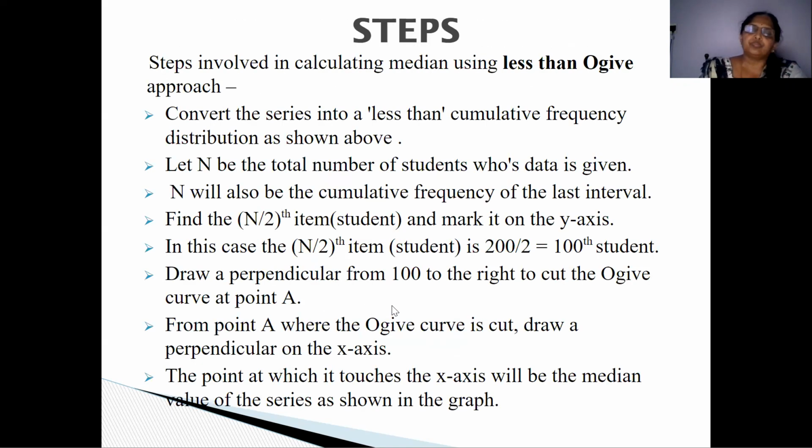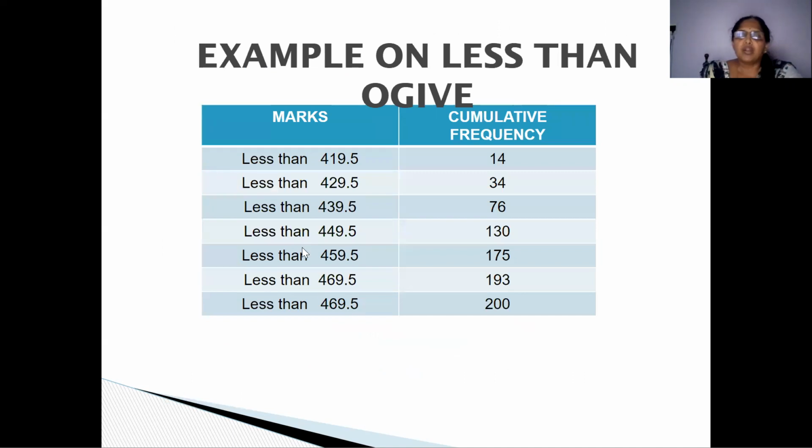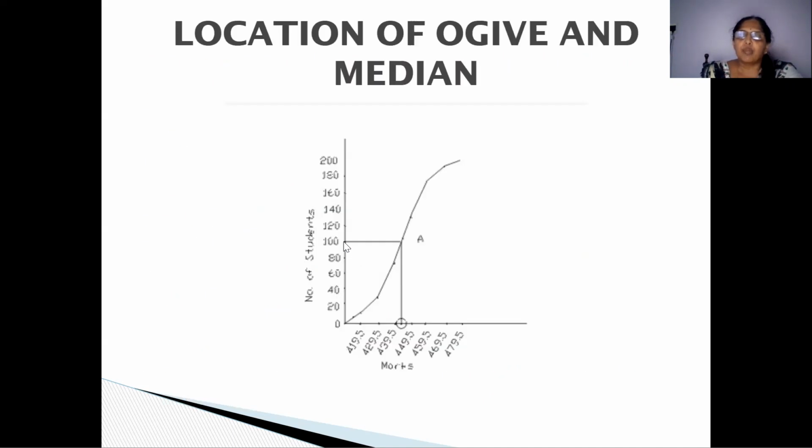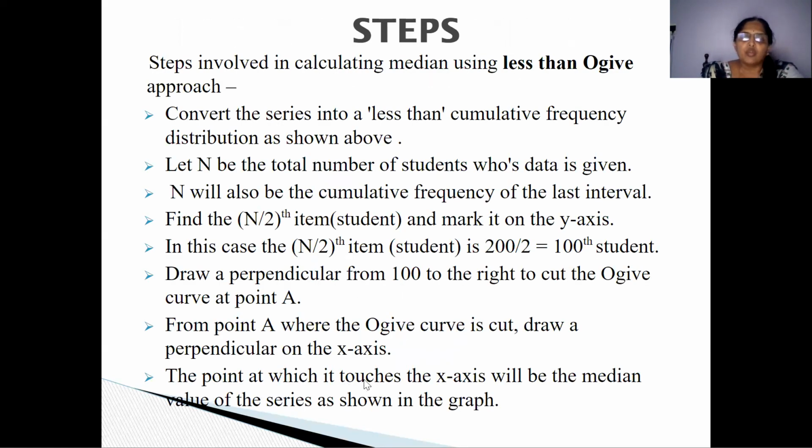So this is under the less than series. Draw a perpendicular from 100 to the right to cut the ogive curve. From this point, this point is called the median mark or median. So the point where it touches the x-axis will be the median value of the series, and it is shown in the graph. This is a method of showing the ogive's median in the graph.